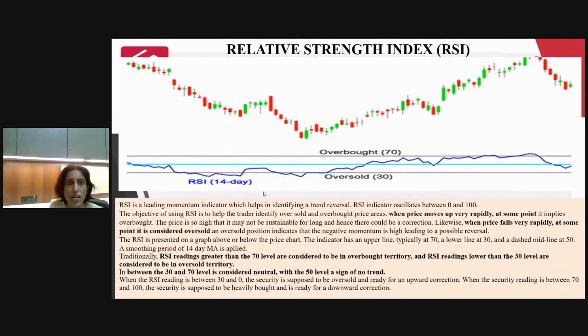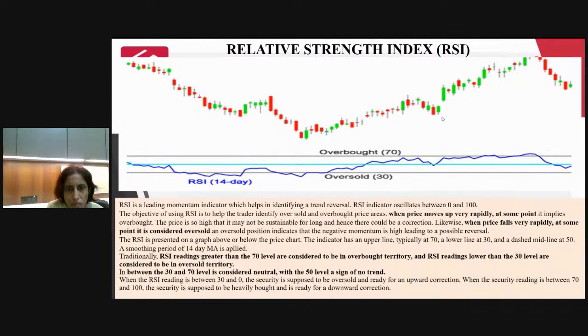So the next market indicator which we are going to take up is the relative strength index, commonly known as RSI. RSI is a momentum indicator. Unlike the moving averages, whether it is the simple moving average or the exponential moving average, RSI is a leading indicator, whereas your moving average is a lagging indicator. RSI is a leading momentum indicator which helps in identifying a trend reversal.